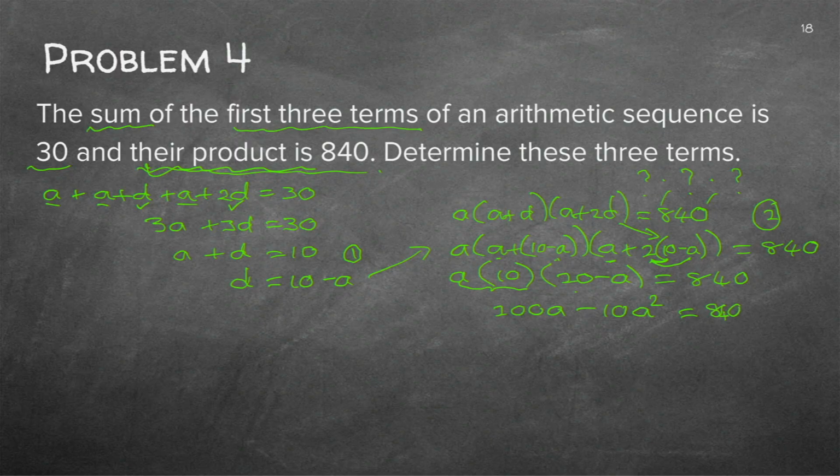Now, 840. I do not like all these lots of noughts, so I'm just going to divide by 10. Sorry, this was just a 10, not a 2. I'm writing so ugly I can't even read my own handwriting. So it's 10A minus A squared is equal to 84.